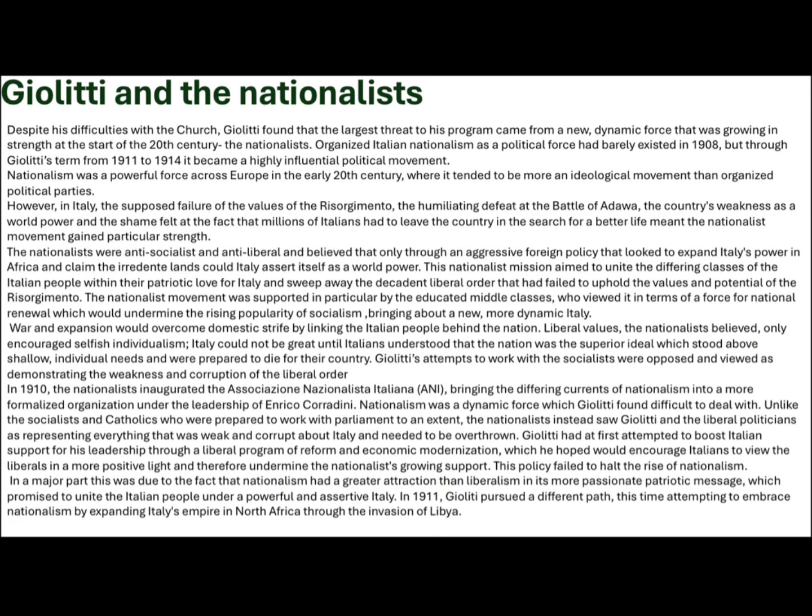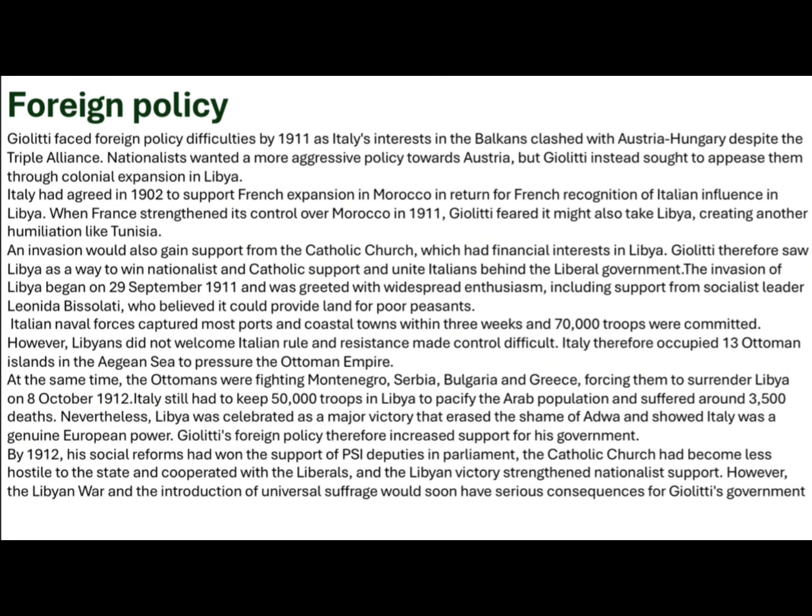In 1911, Giolitti pursued a different path, this time attempting to embrace nationalism by expanding Italy's empire into North Africa through the invasion of Libya. Finally, we have foreign policy.